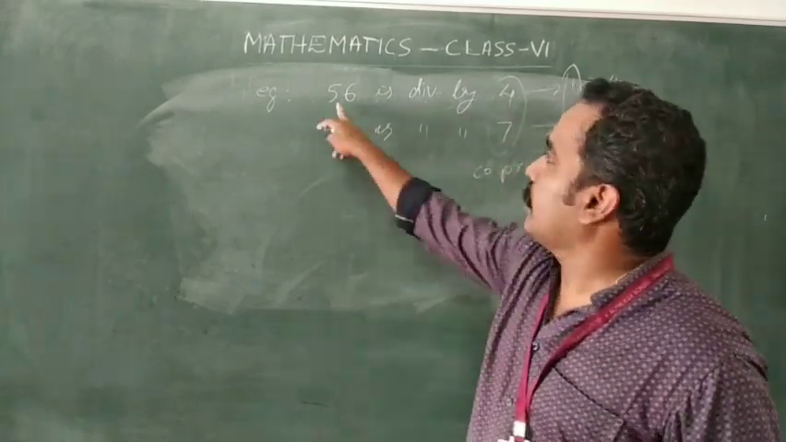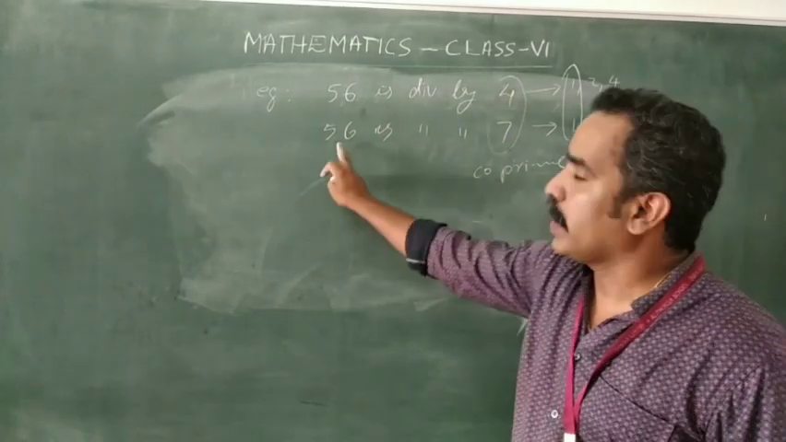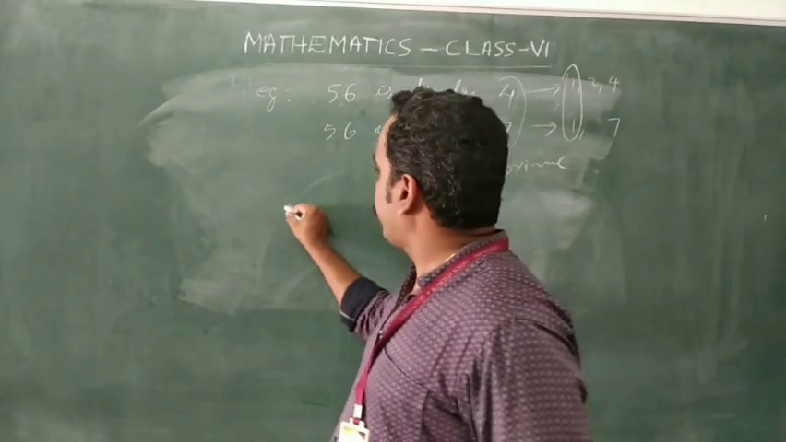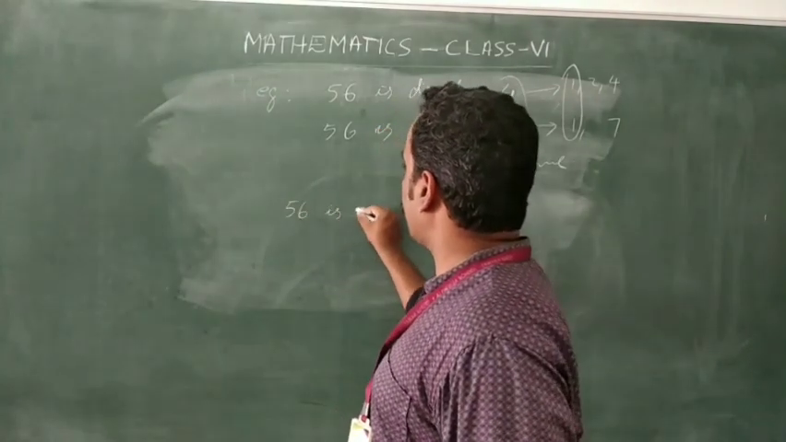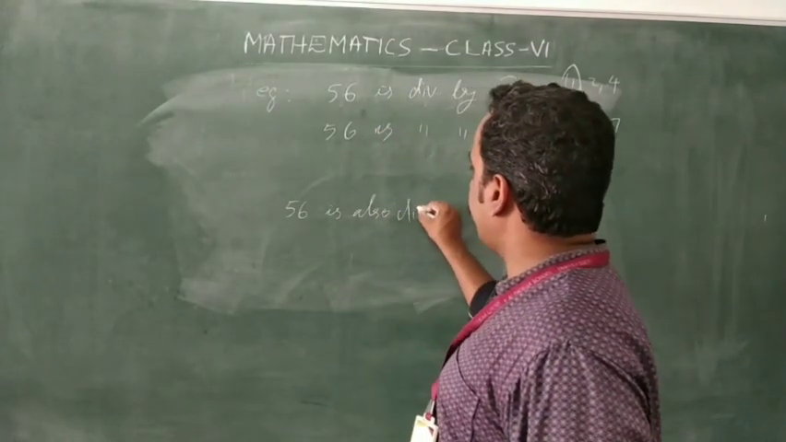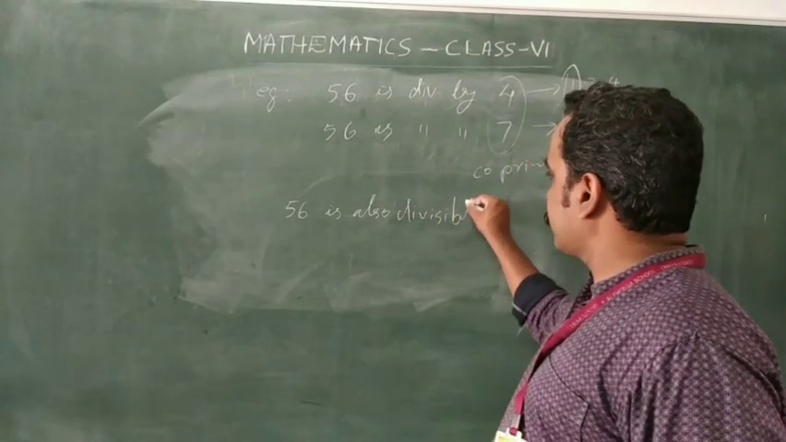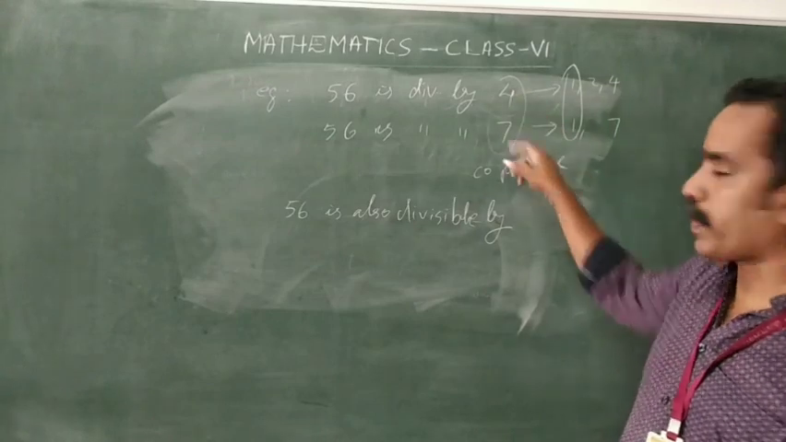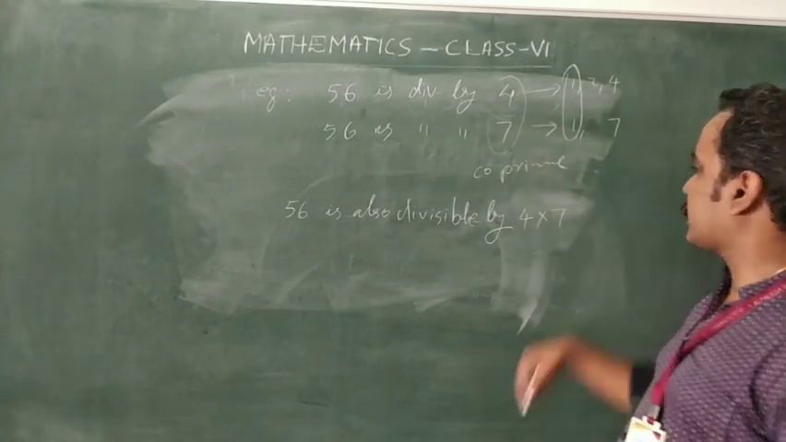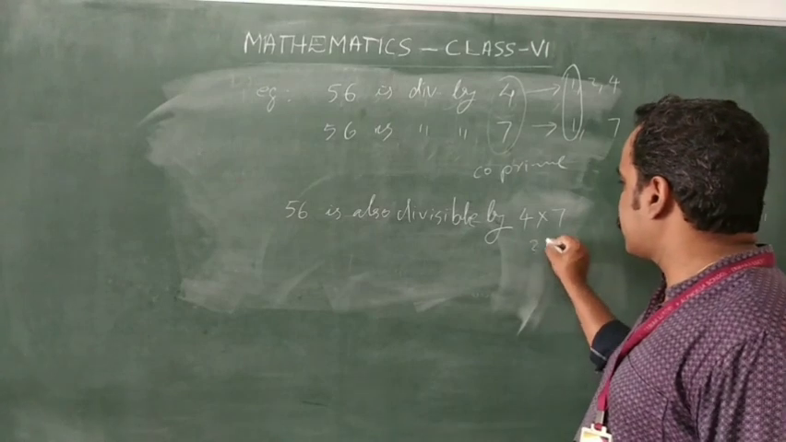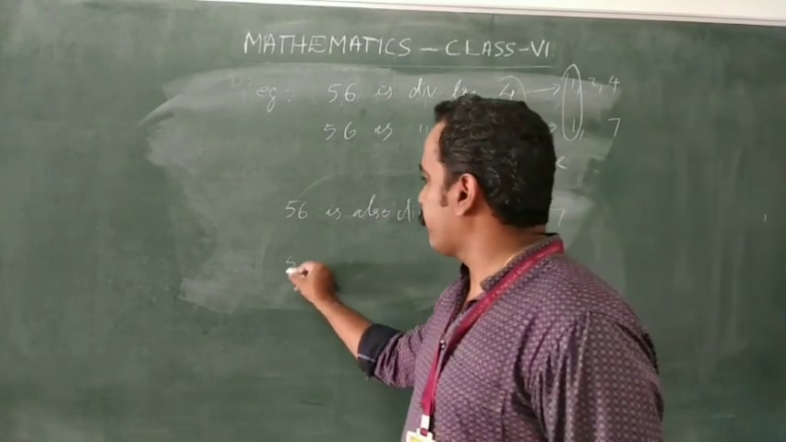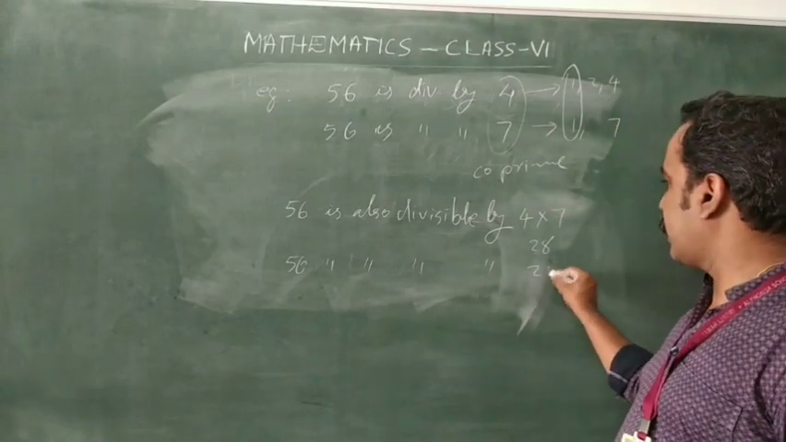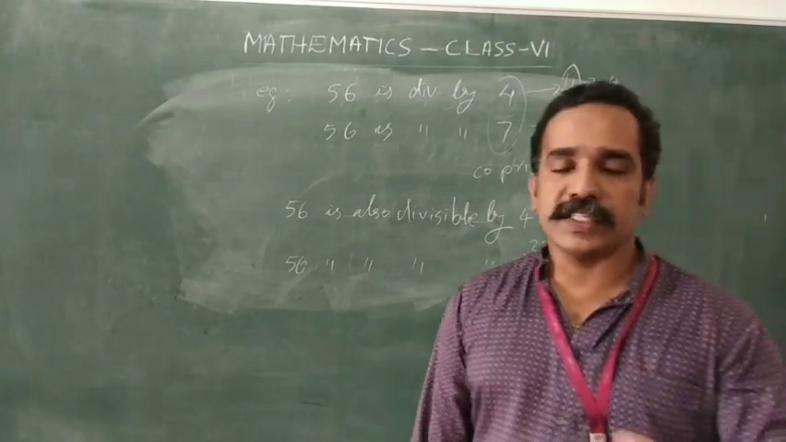At the same time, 56 is divisible by 4 and 56 is divisible by 7. That means 56 is also divisible by the product of the co-prime numbers, 4 into 7. What is 4 into 7? That is 28. Means 56 is also divisible by 28. Understood? That is the next property.